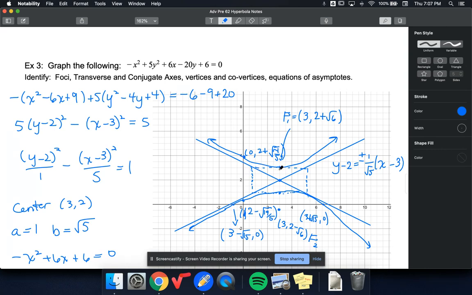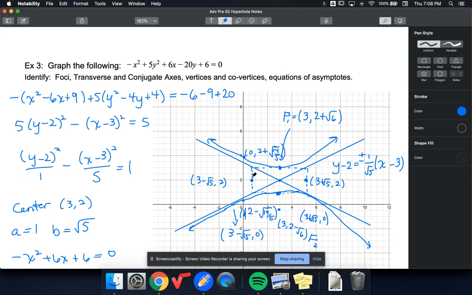So my co-vertex I didn't actually label, but it's over here. I know that that's going to be the point. So there's my 3, so that'll be 3 plus root 5, comma 2. Over here, 3 minus root 5, comma 2. The 2 vertices, I've gone up 1, so I'll have them at 3, 3 and 3, 1. is where my two vertices are.